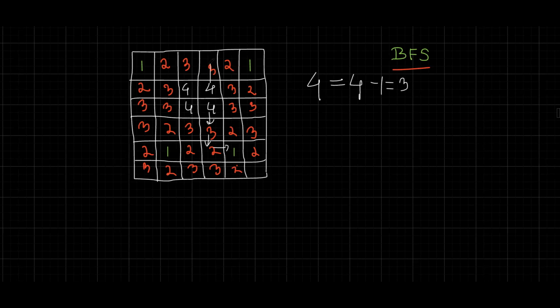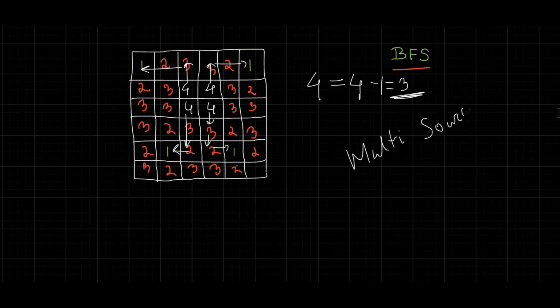From this 4, we can go 1 unit up and 2 units right. From this 4, we can go 1 unit up, 2 units left. From this 4, we can go 2 units down, 1 unit left. That means in all of the 4 directions, we have to move 3 units, which is the Manhattan distance. And this is how we're going to solve this problem by using the multi-source BFS.